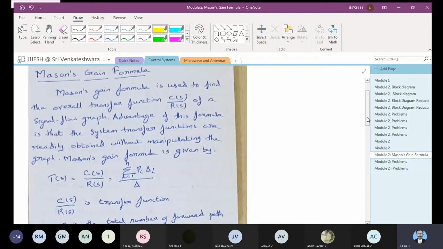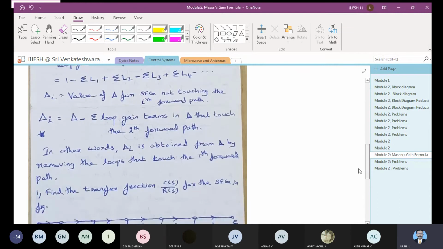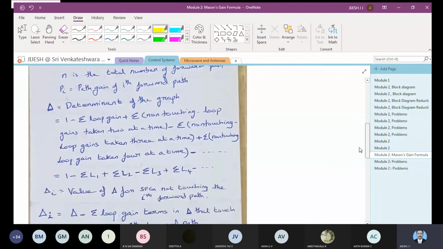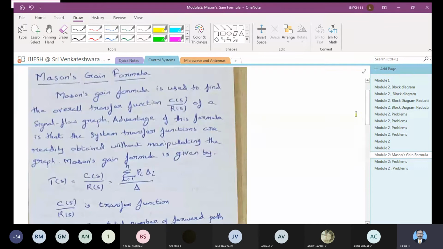You can just note down these things. I will explain all together. So this much is Mason's gain formula. Then we will be solving problems based on Mason's gain formula and then proceed further. First let me give a brief about it. One more time I'll get back to this. Before understanding Mason's gain formula, you should be very clear with what you mean by forward path, loop, loop gain and forward path gain, and all those things.